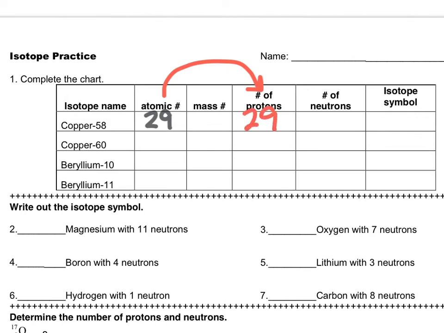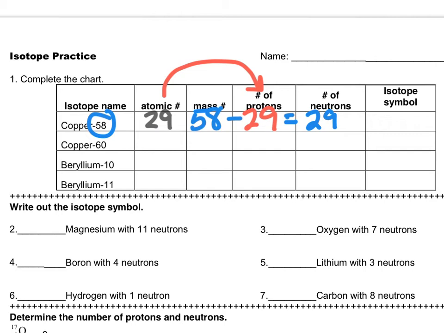And now it just takes a little bit of math to come up with the neutron number. They gave you the mass number right here, 58. And now, if you take mass minus protons, it will equal your number of neutrons. So calculate that now and fill it in. So I hope you came up with 29 neutrons.